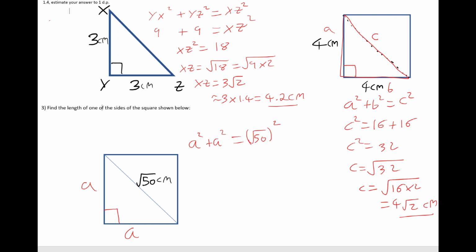squared. So on the left hand side I have 2a squared. On the right hand side I've got root 50 times root 50, which is 50. I can now divide both sides by 2 to get a squared is equal to 25. And to get a on its own, I'm going to square root both sides, which gives me a is equal to the square root of 25, which is 5 as my final answer.